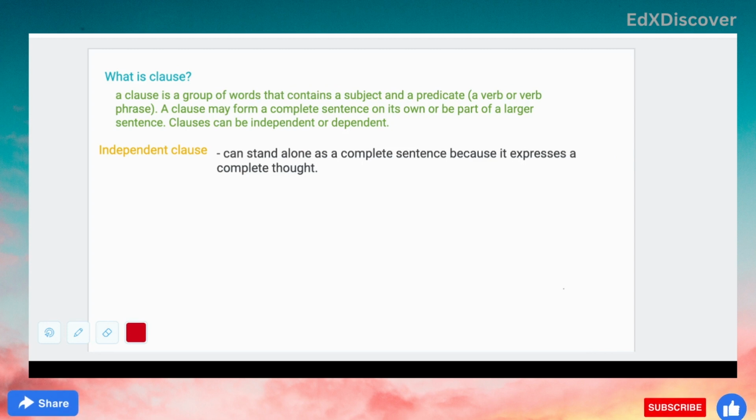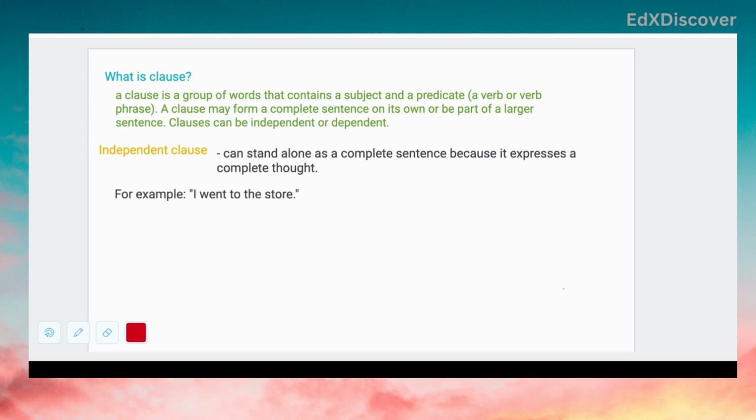This is a complete sentence. I went to the store, that is a complete sentence, as well as it is expressing a complete thought. I went to the store, that's it. Complete sentence, as well as a complete thought.